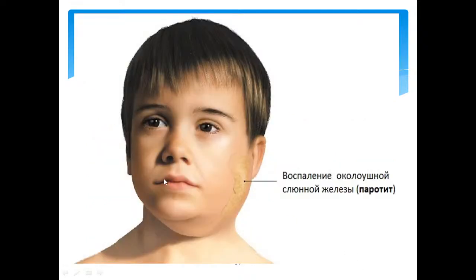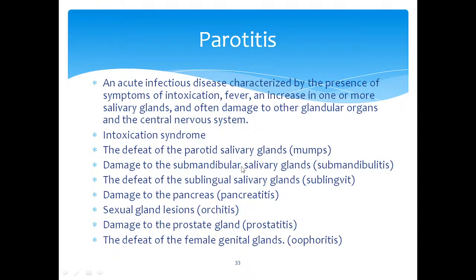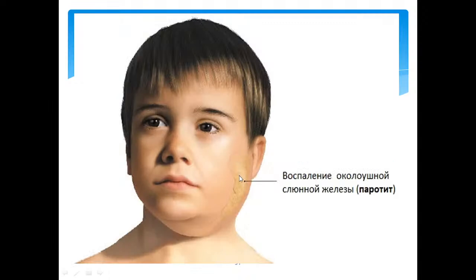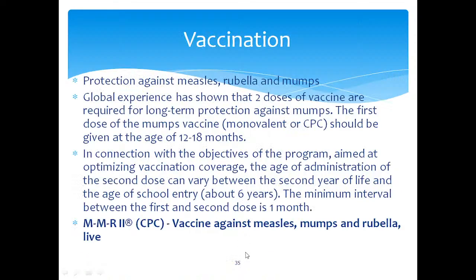This changes the face to asymmetrical, bigger on the side of the lesion. You see this change of the parotid salivary glands, for example. Protection is with the associated vaccine against measles, rubella, and mumps.